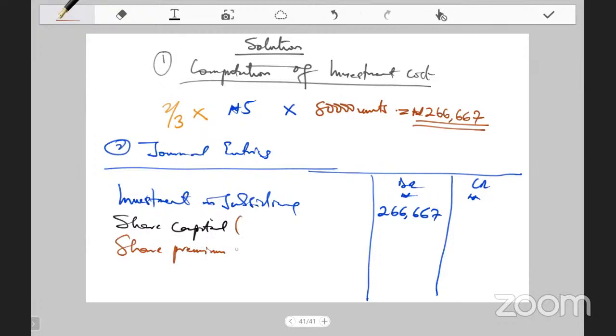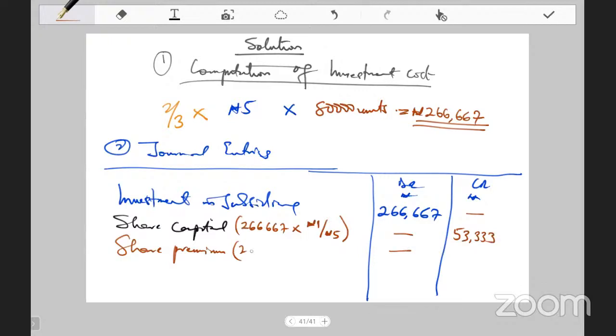Now I need your help. Be very careful. You don't need to cram. What is the total amount of the investment in subsidiary? 266,667. Are you with me? What is the nominal value of the share of Taiwo? 1 naira per share. Divided by how much was the market value? 5 naira. So multiply this with this, I'll be able to know the nominal value. 53,333.